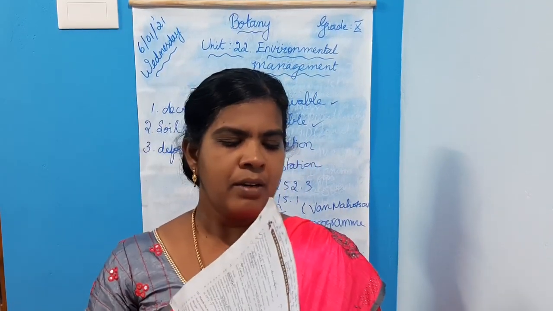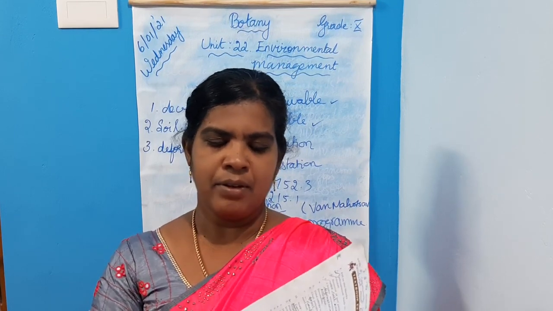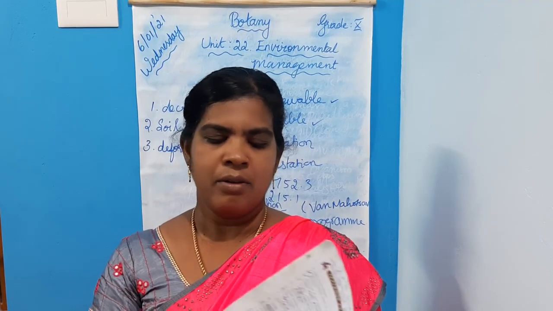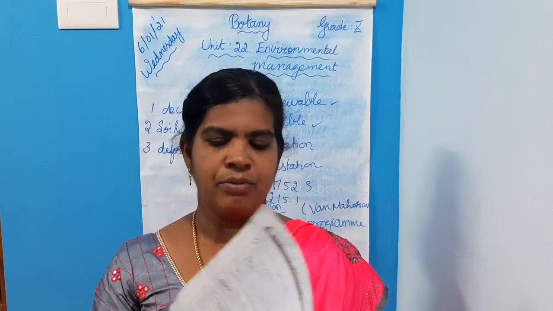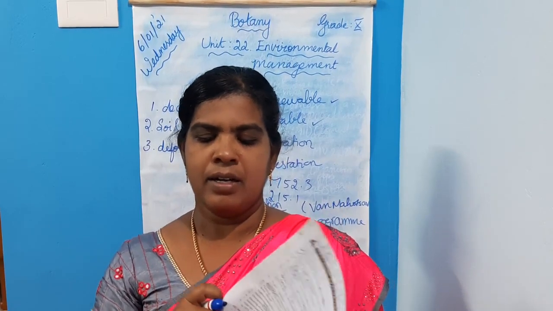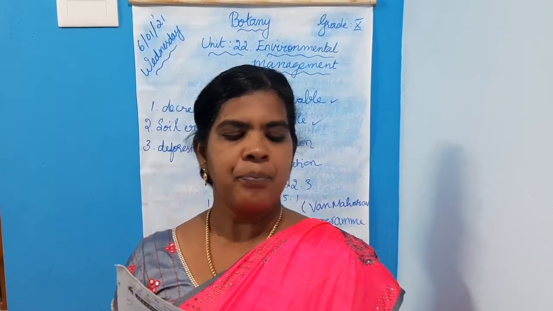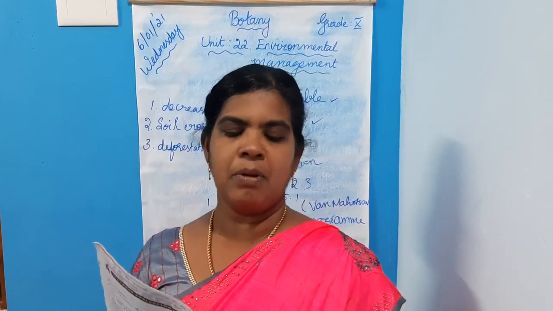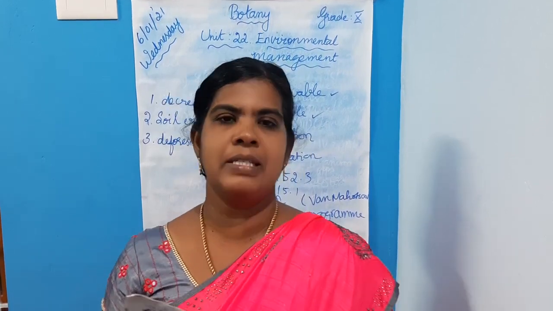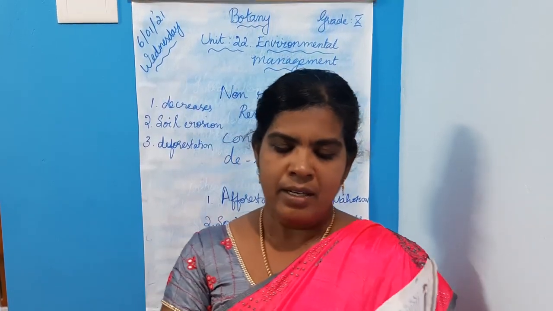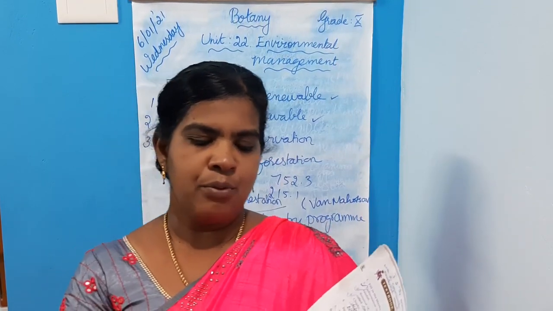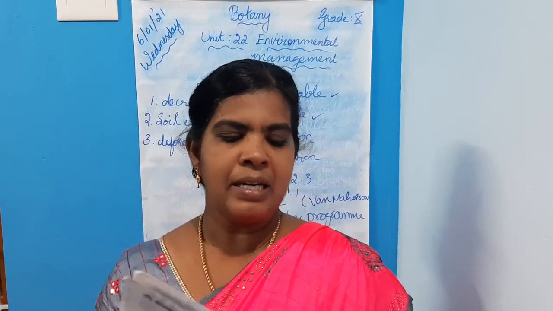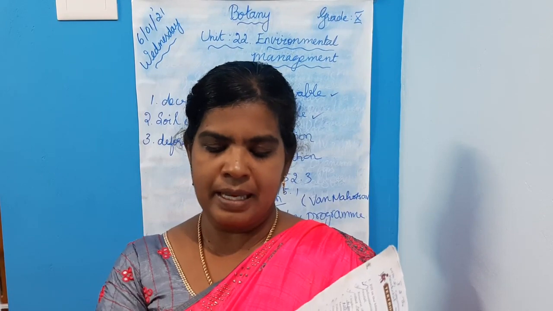Then Roman number 5.1 also has the same answer. What will happen if trees are cut down? It may lead to certain problems like flood, drought, soil erosion. The same paragraph. Roman number 5.1 as well as Roman number 6.4 have the same answer.